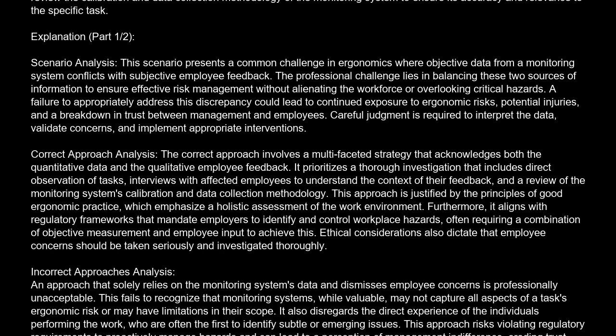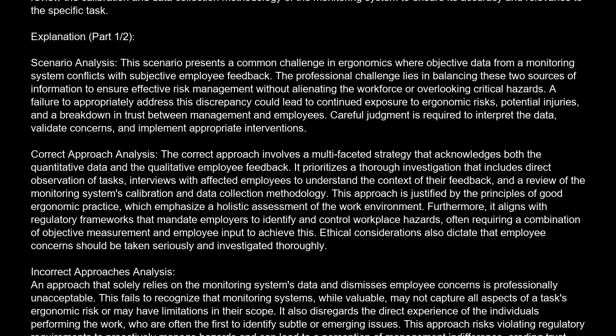Correct approach analysis. The correct approach involves a multifaceted strategy that acknowledges both the quantitative data and the qualitative employee feedback. It prioritizes a thorough investigation that includes direct observation of tasks, interviews with affected employees to understand the context of their feedback, and a review of the monitoring system's calibration and data collection methodology. This approach is justified by the principles of good ergonomic practice, which emphasize a holistic assessment of the work environment.